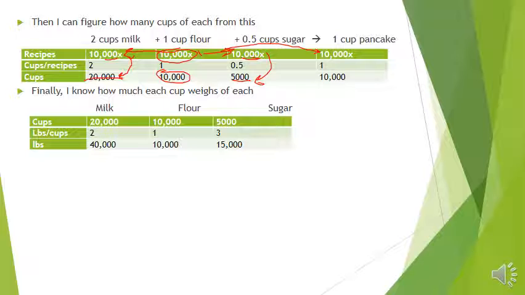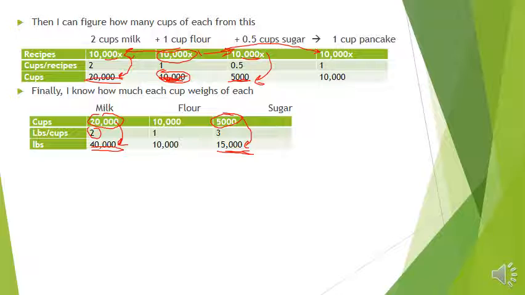Now I want to figure out how many pounds this 5,000 and this 20,000 is. Well, so I have 20,000 cups. Each one weighs 2, so that means this can weigh 40,000. Okay, I have 5,000 cups. Each one weighs 3, so I have 15,000. Okay. So if I have 10,000 pounds of flour, I will need 40,000 pounds of milk and 15,000 pounds of sugar.